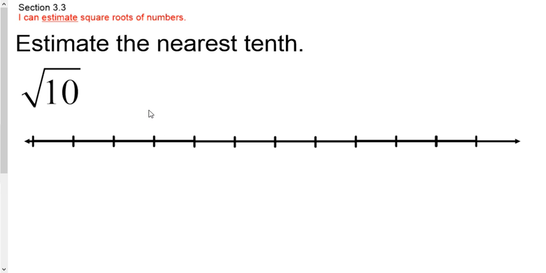Occasionally you're going to have to estimate what a square root is, and if it's not a perfect square root, like the square root of 9, which is 3, it's going to cause you a little bit of anxiety if you don't know what to do. So let's take a look at an imperfect square root, the square root of 10, and let's round it to the nearest tenth. This is what I encourage you to do.